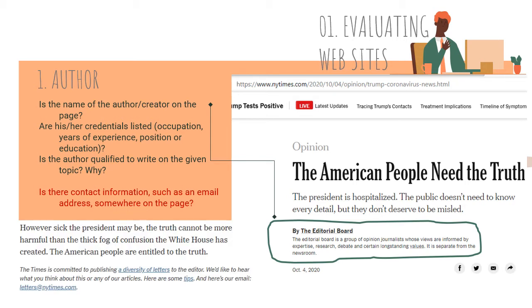Okay, so this article has an email address written at the end of the page. So meaning that we can reach them, or we can complain, or we can object to their opinion by sending a letter to their email.